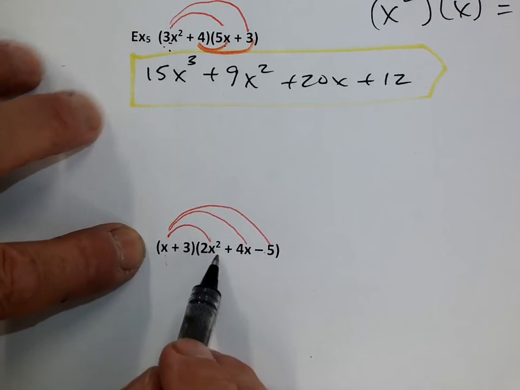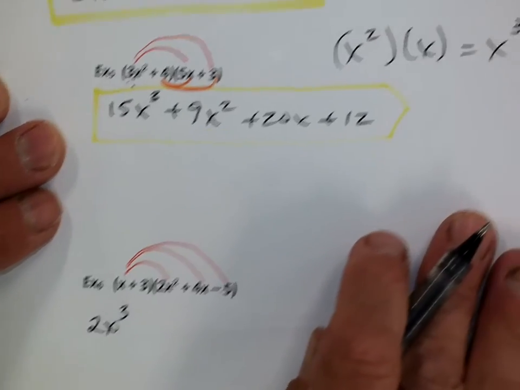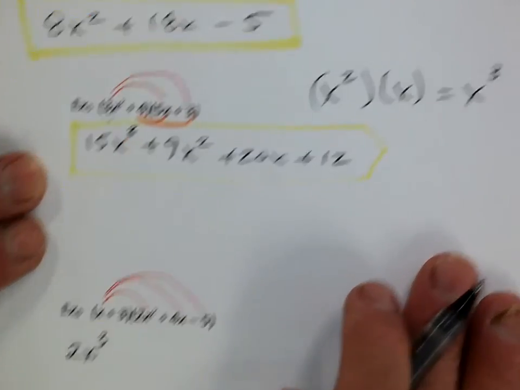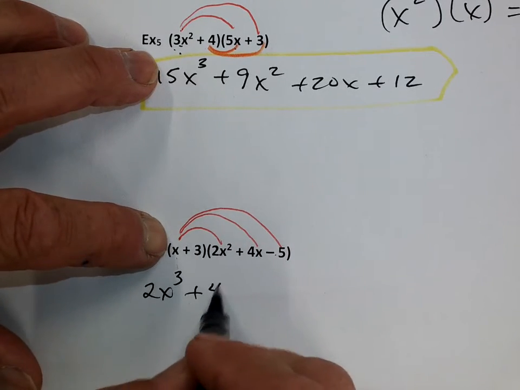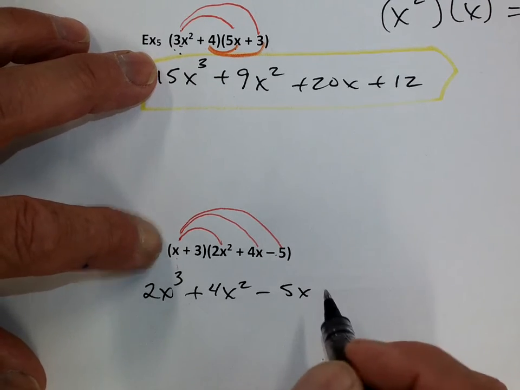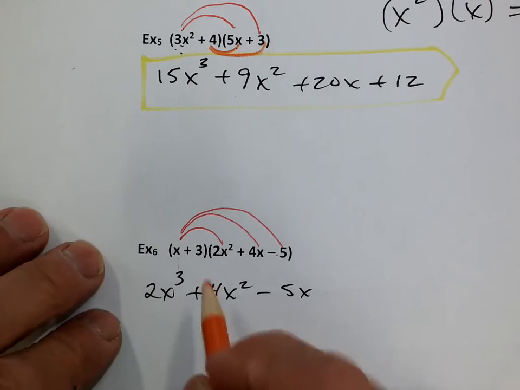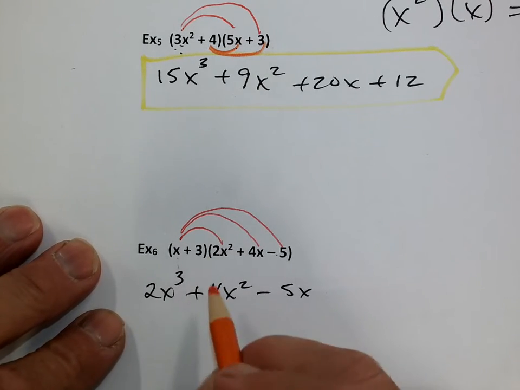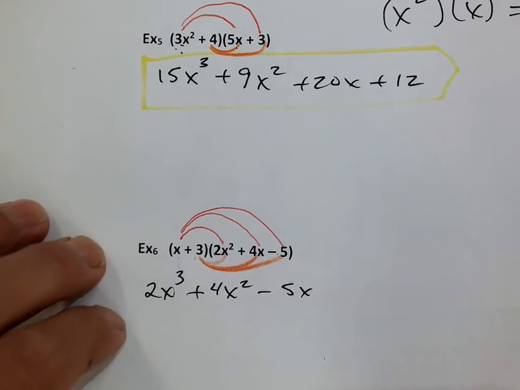I'll get x times 2x squared is a 2x cubed, because remember, x squared times x is x cubed. I will go x times 4x, a positive 4x squared, and then x times a negative 5 is a negative 5x. Okay, so I just did the first part. x times 2x squared, x times 4x, and x times negative 5. Then I'll take the 3, and I'll distribute it through. 3 times 2x squared, 3 times 4x, and 3 times negative 5.